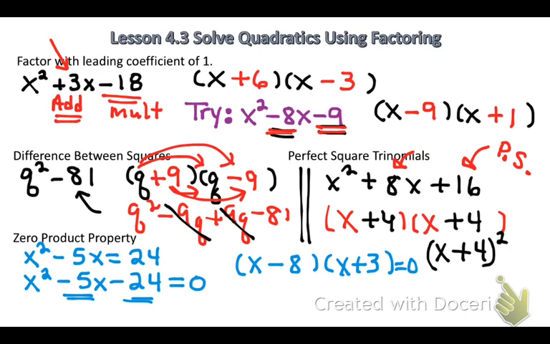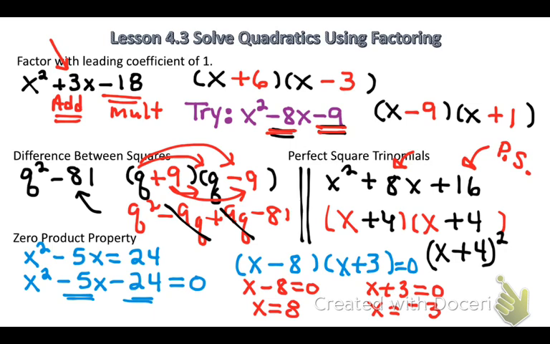Our final step is going to be setting each binomial to 0. X minus 8 equals 0, x plus 3 equals 0. So if I add 8 to both sides, x equals 8. Subtract 3, x equals negative 3.